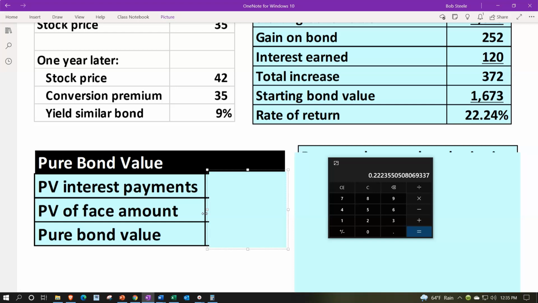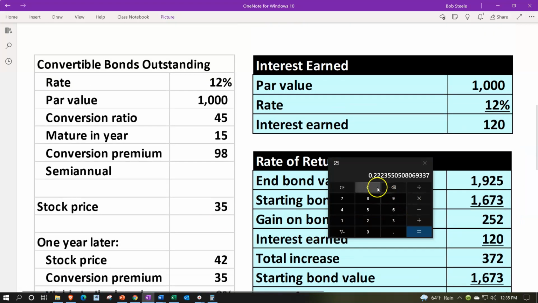So the present value of the interest payments, in other words, we're going to have interest payments of $1,000 times the 12% divided by 2 because they're semi-annual, and those will be happening for the 15 years minus the 1 year that has occurred here. And the number of periods then would be the 15 minus 1 of the 14 years times 2, which would be the 28 periods that we would have then.